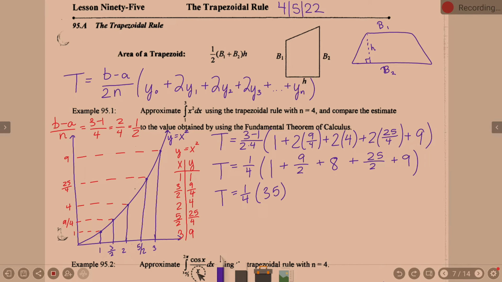However you do it, right? Maybe you got a common denominator for everything. I did not. 1/4 times 35, I read it as 35/4. As a decimal, 4 goes into 35 8 times, with 3 remaining, so 8 3/4 or 8.75.